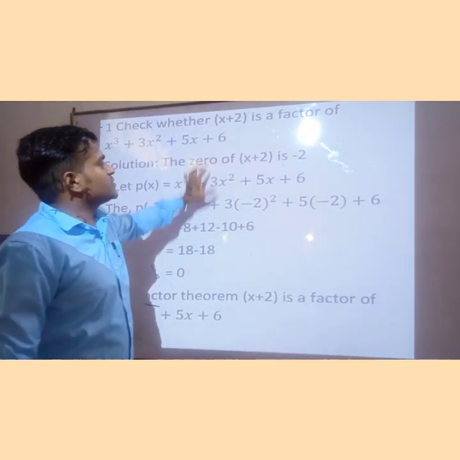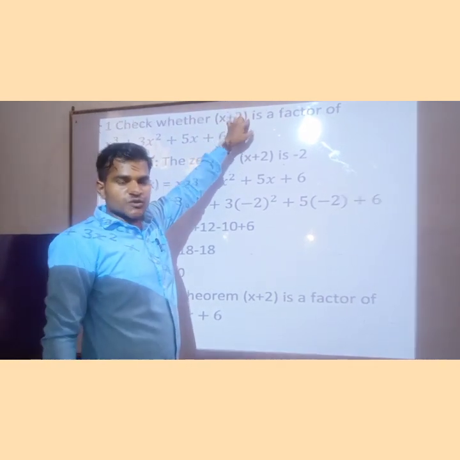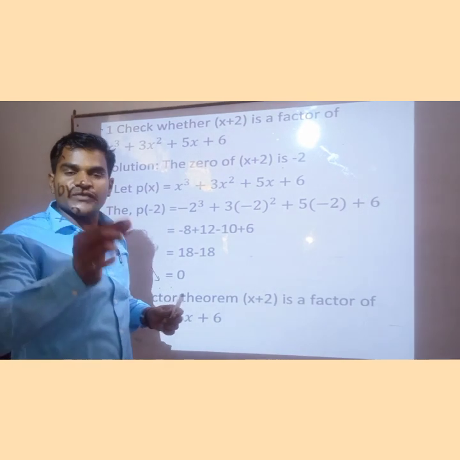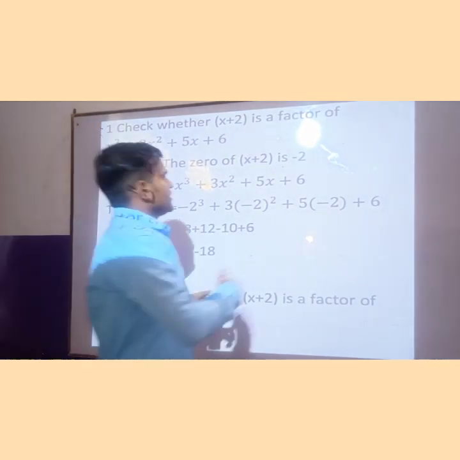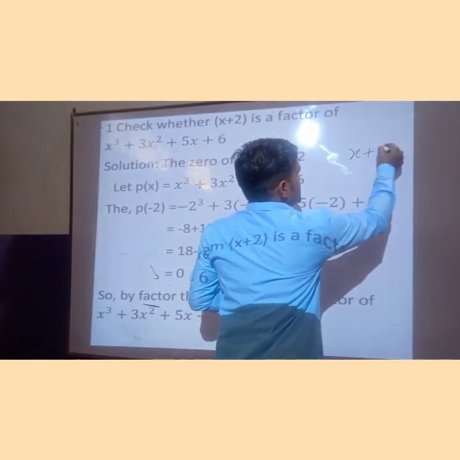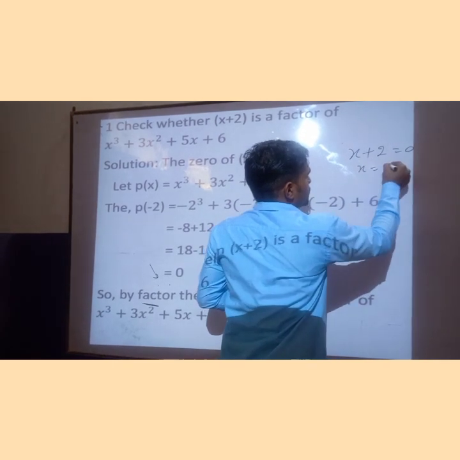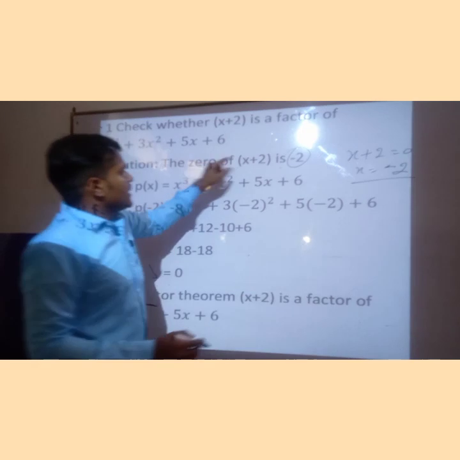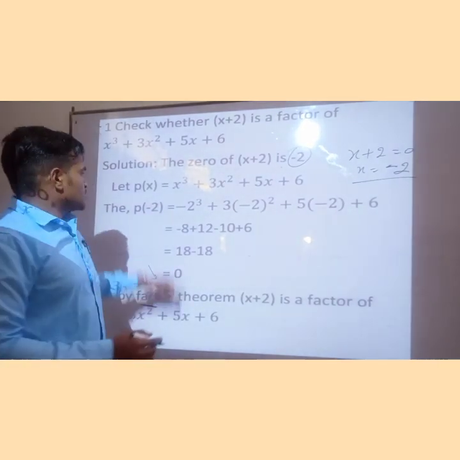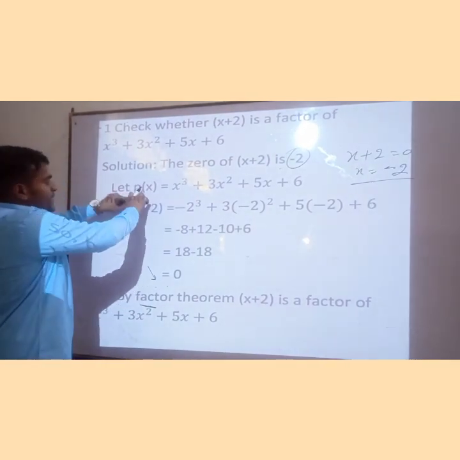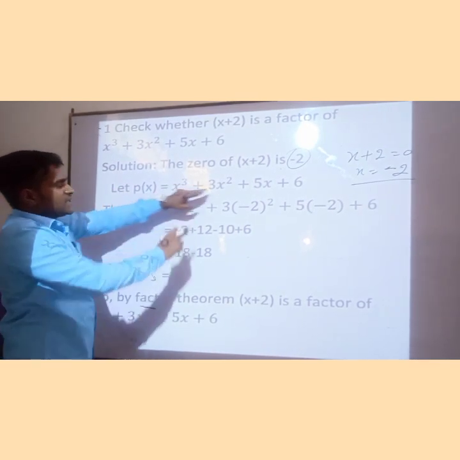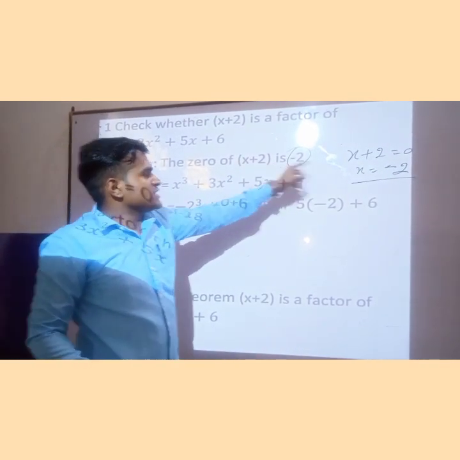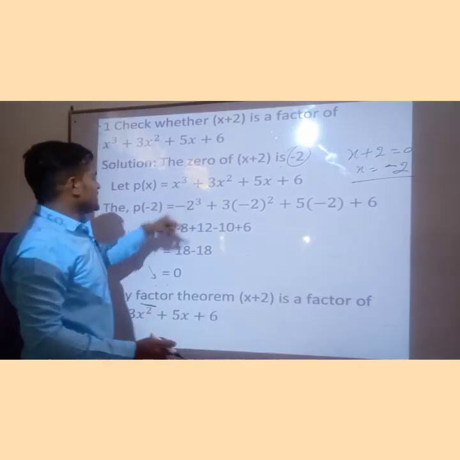So first we will find the zero of x plus 2. How will we find the zero of x plus 2? We find it by equating it to 0, so x plus 2 is equal to 0. We get x is equal to minus 2. It means minus 2 is the zero of x plus 2. Now, given that p(x) is equal to x cube plus 3x square plus 5x plus 6, and the zero of x plus 2 is minus 2, replace x by minus 2.